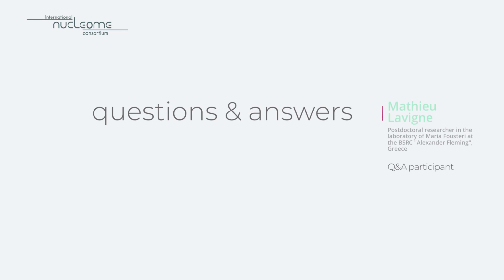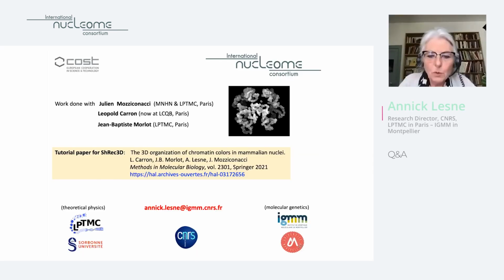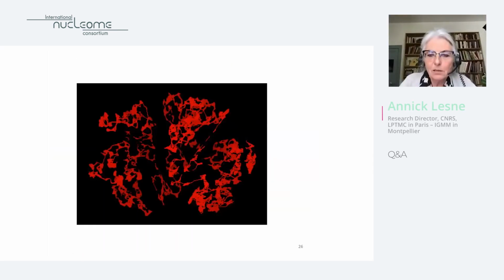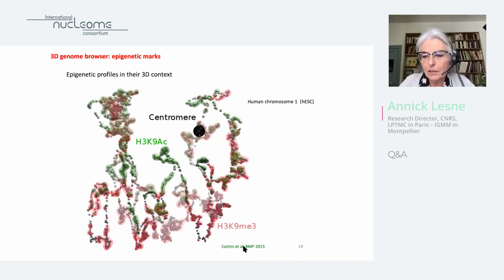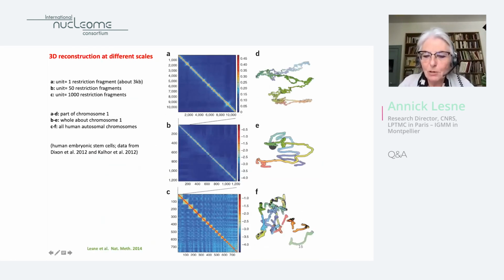Well, I was wondering, because now you clarified that these pictures were for only one chromosome. Have you tried to do it with more chromosomes? Yeah, we did it once for all chromosomes here, but it was the beginning of the algorithm, so it's not as beautiful as now. But yes, the size we can process with this algorithm is very large, so you can indeed visualize all chromosomes.